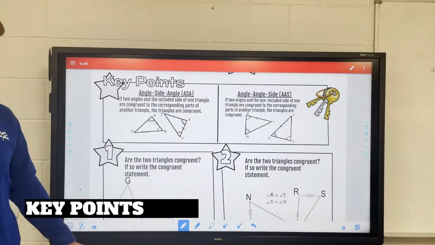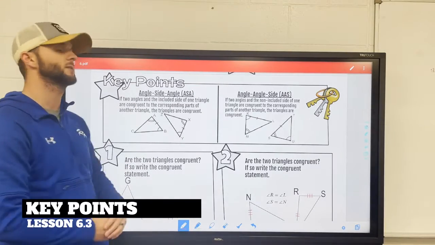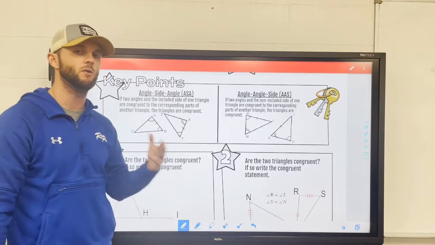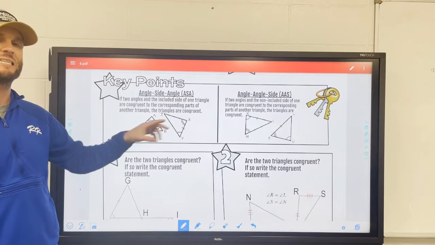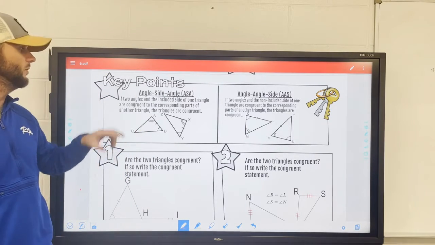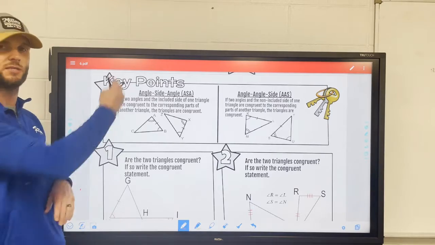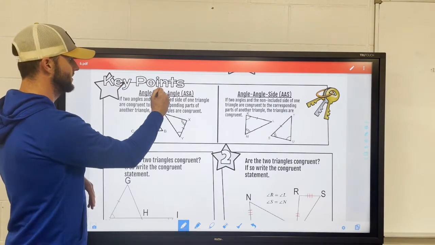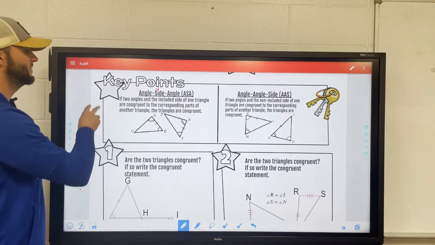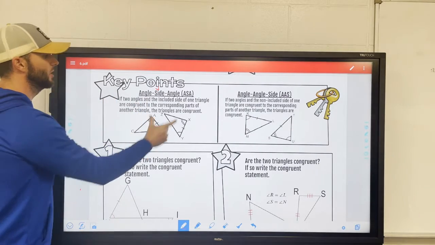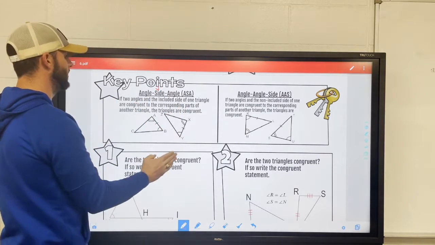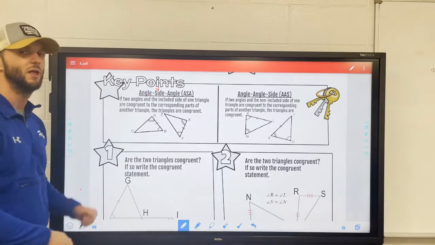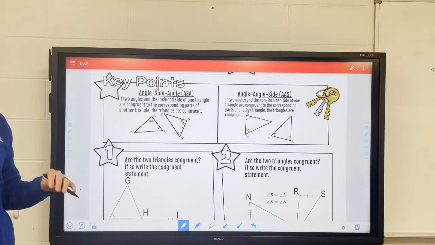All right, guys, let's look at our first one here. On the key points, I have something called an angle, side, angle. You need to make sure you understand that the side is included. Included means in between your two angles. It's in the middle. So angle, side, angle: the side is in the middle. So if two angles and the included side of one triangle are congruent to the corresponding parts of another triangle, then those two triangles are congruent to each other.